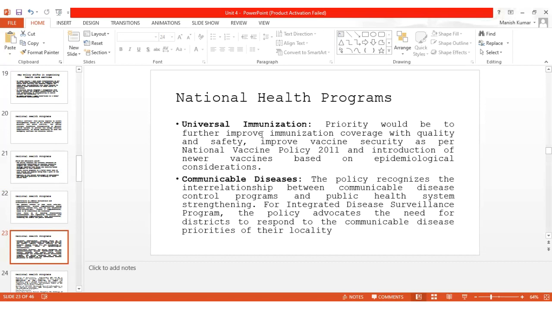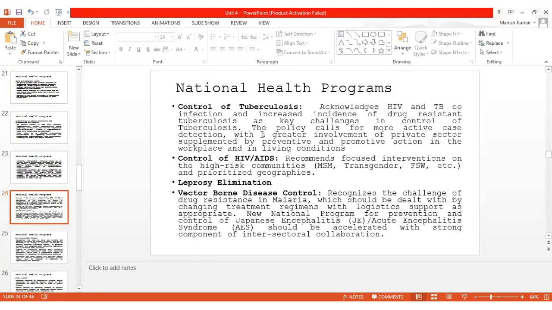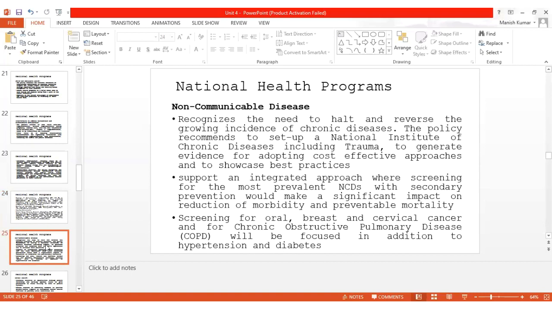Now communicable diseases. These are the National Tuberculosis Elimination Program, National Leprosy Elimination Program. So different diseases are being targeted under different programs. So see, control of tuberculosis, control of HIV/AIDS, leprosy elimination, NVDCP, the vector-borne disease control program. So these all come under communicable diseases and are taken care of by different programs.